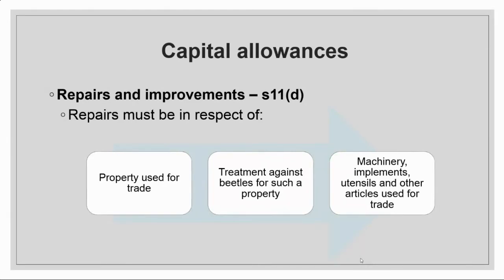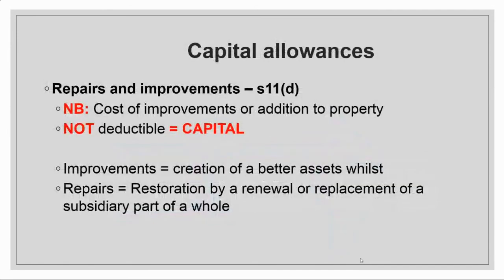Now, this relates to property used for trade, such as property, machinery, implements, utensils, other articles used for trade. What you have to look at is if it is an improvement or addition to a property, it will not be deductible in terms of the section because it would be viewed as capital. Now, how do you know if it's an improvement or if it's actually a repair? Improvements create a better asset.